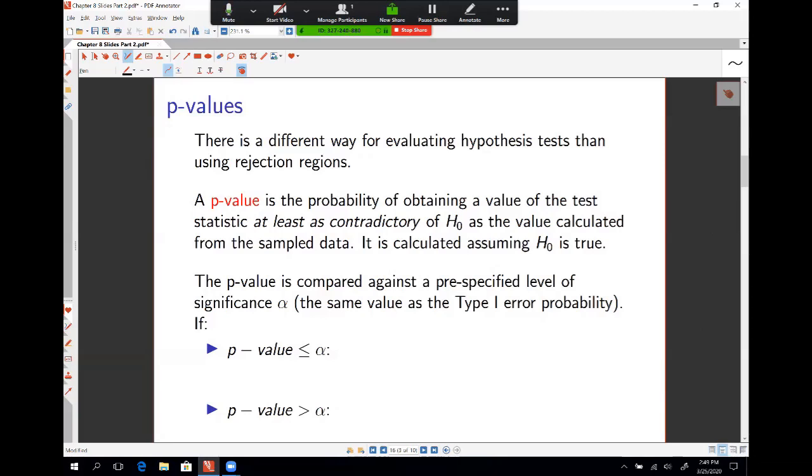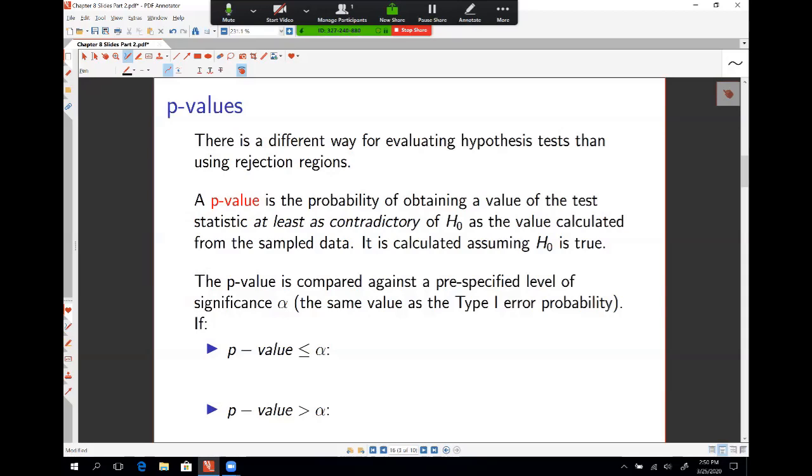You know which values of the test statistic will lead to you rejecting the null hypothesis. On the other hand, with a p-value, this is a probability that we calculate. And the p-value is defined as the probability of obtaining a value for a test statistic at least as contradictory of H0 as the value calculated from the sample data. Now, this is a whole mouthful, but here is how you can think about it.